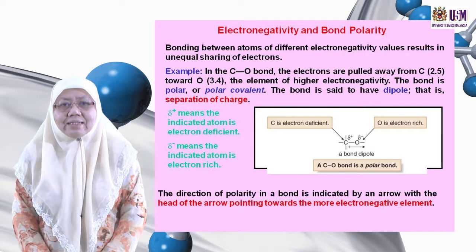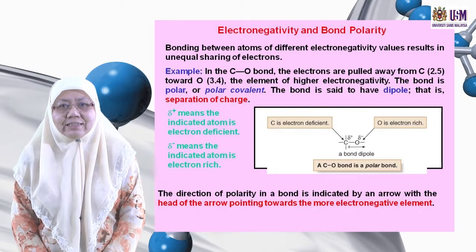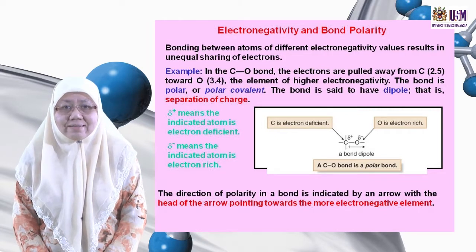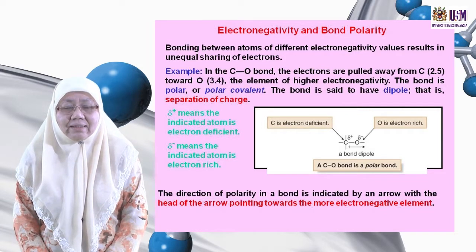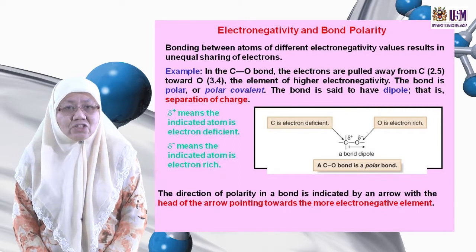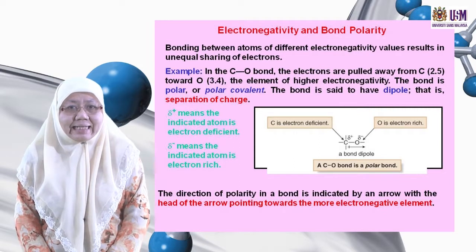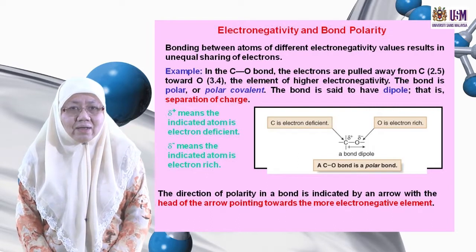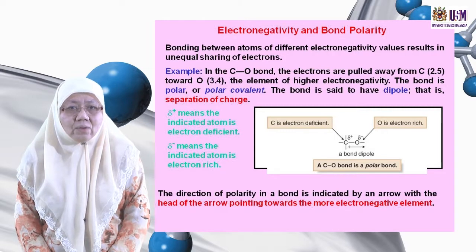Bonding between atoms of different electronegativity values results in unequal sharing of electrons. In the carbon-oxygen bond, the electrons are pulled away from carbon towards oxygen. Carbon has a 2.5 value, but oxygen has a 3.4 value, the element of higher electronegativity. The bond is polar, or a polar covalent bond. The bond is said to have a dipole moment, so there is a separation of charge.